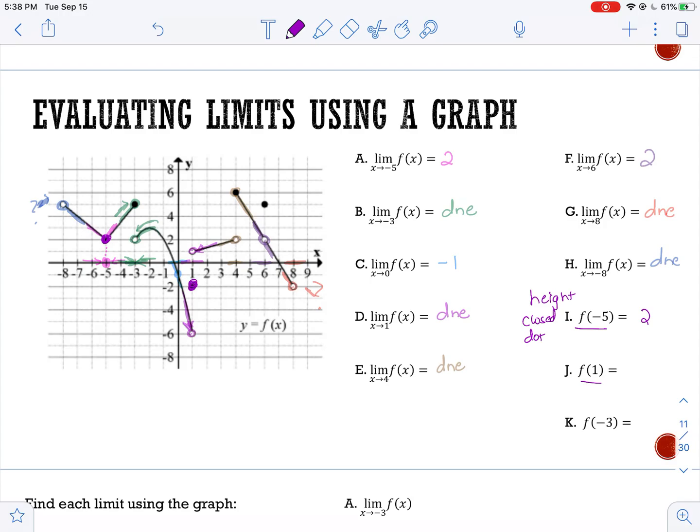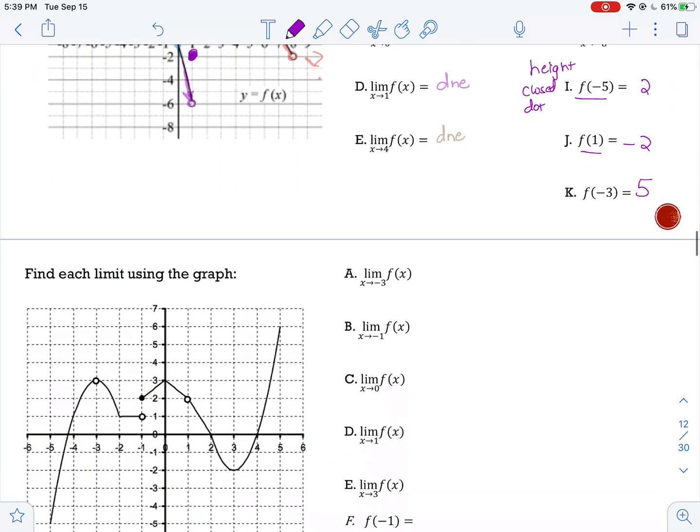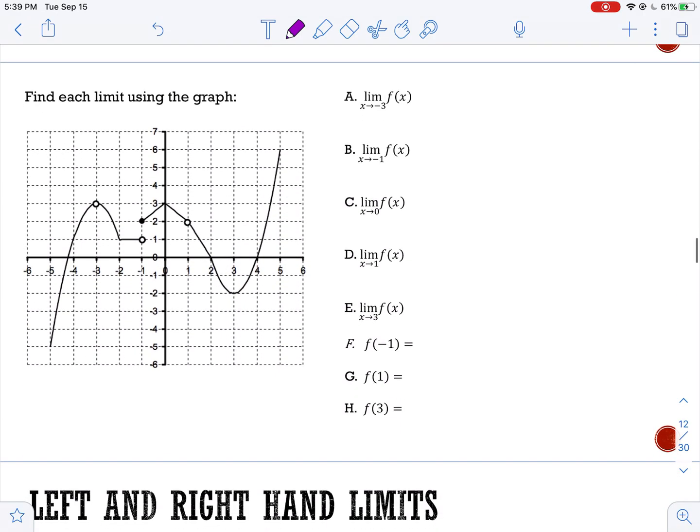F at 1. So at 1, here's my closed dot at 1, and that is a height at -2. At f at -3, here's an open dot, so that's not the height it wants. It wants this height right here, which is 5. And so those would be my function values at -5, 1, and -3. So you guys go ahead and try this one. So you can pause the video and try.